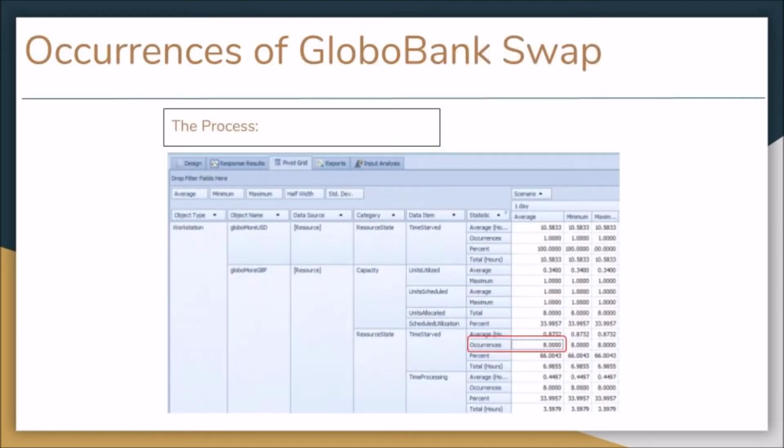One replication was run and 8 occurrences of a swap were found to be triggered when Great Britain pounds hit the trigger point. We would like to have only 1 or 2 swaps occur for each currency in order to avoid the costs associated with using Global Bank for swaps.